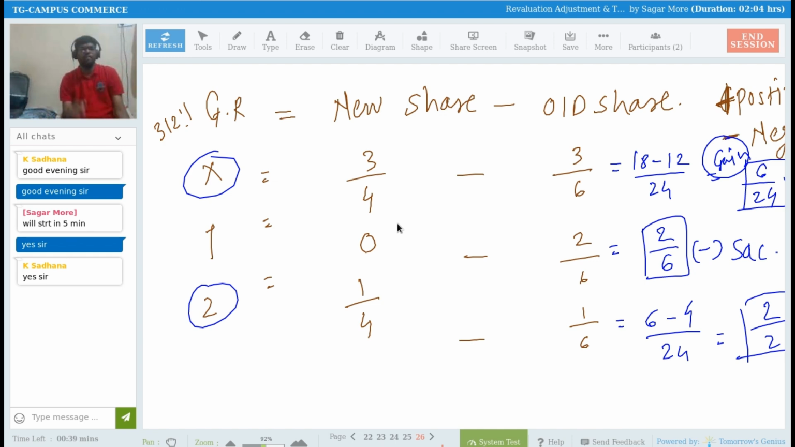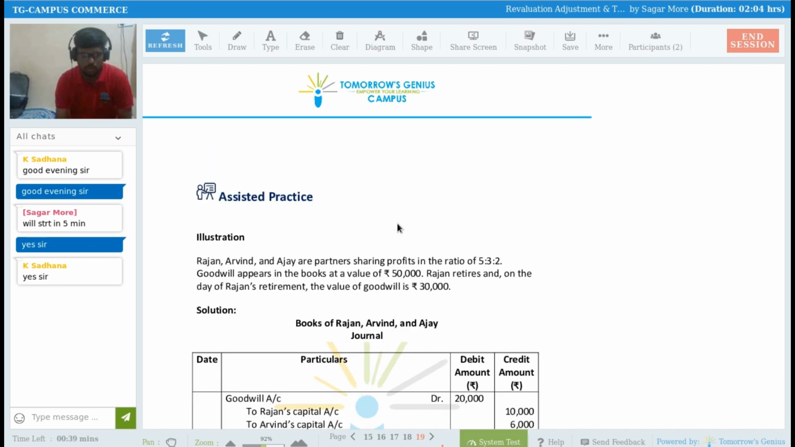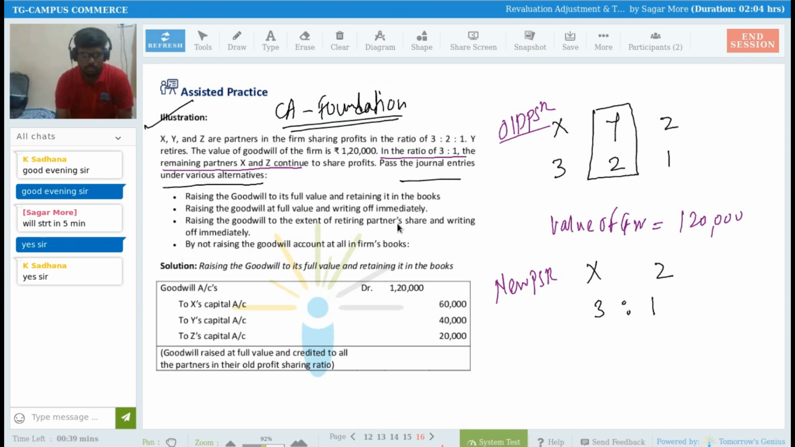2/6 is the sacrifice. After finding this, I can solve the journal entries, whatever they are asking me. Okay, see now. Raising the goodwill to its full value and writing it in the books. What they are saying is you have to raise the goodwill to its full value and record it in the business.